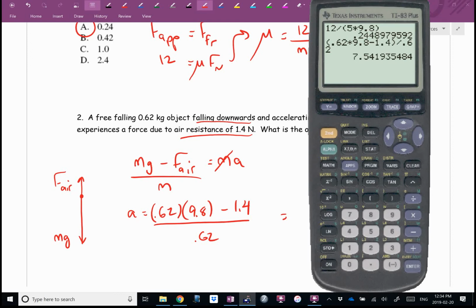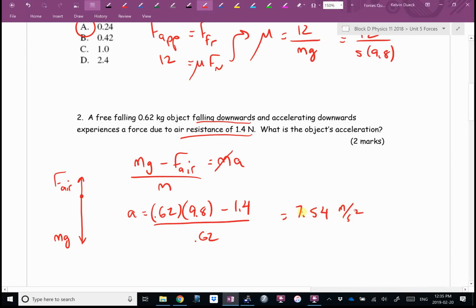How many sig figs should I technically go to, by the way? 0.62. How many sig figs is that? It's either 3 or 2. Good. Which one? 2. How many sig figs is 1.4? That's a little easier. 2. So how many sig figs should I technically go to? 2. So I'm going to go to 3 because I usually do anyways.